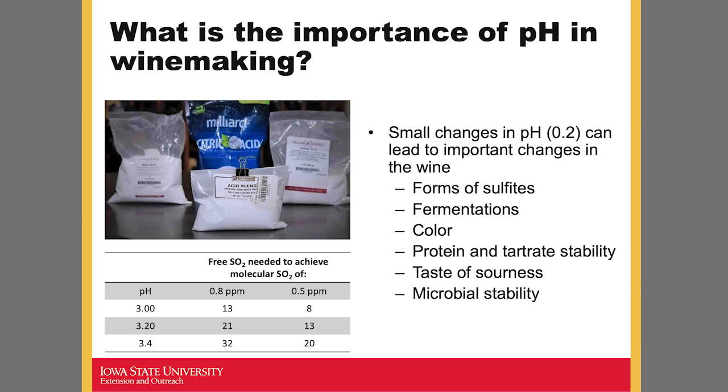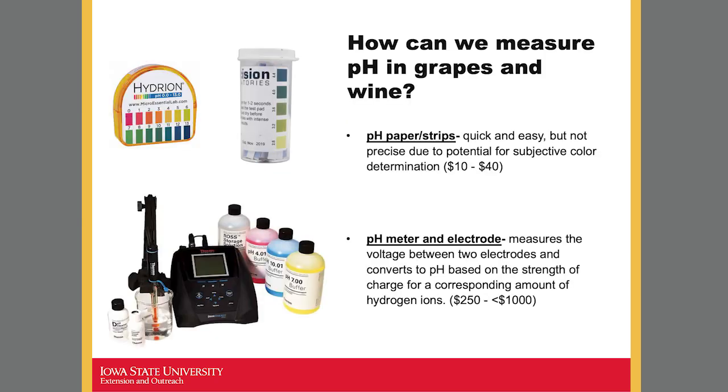pH also affects protein and tartrate stability. It's related to the taste of sourness. So we're all familiar with the taste of a lemon. That's acid, sour. And so the lower the pH, generally the more sour the wine will taste. And then microbial stability. Again, back to the fermentation thing, but also once you're completely done and your wine is finished, you want to make sure that the pH is in a good range to avoid any spoilage organisms coming at your finished product. So we can measure pH in a couple different ways.